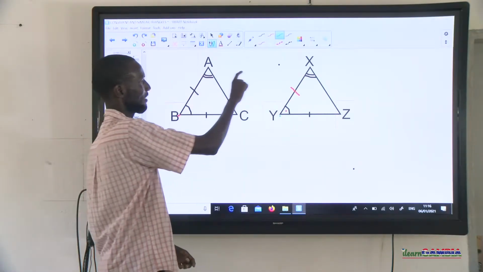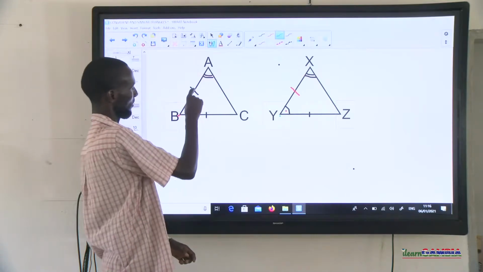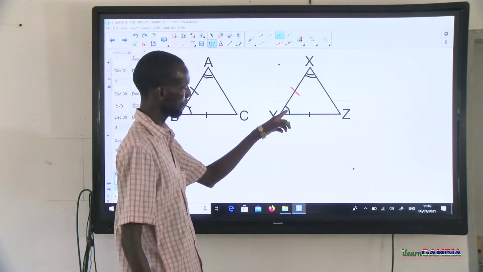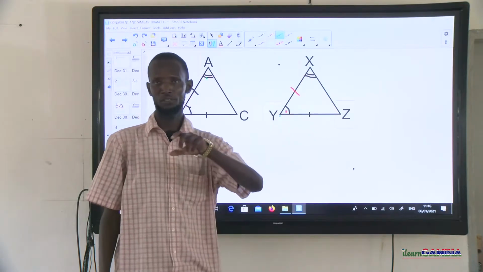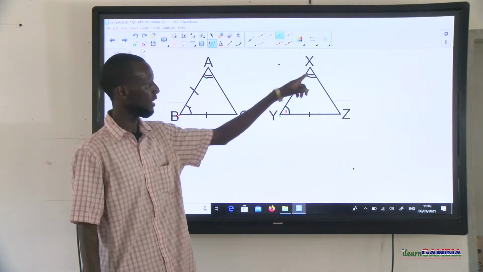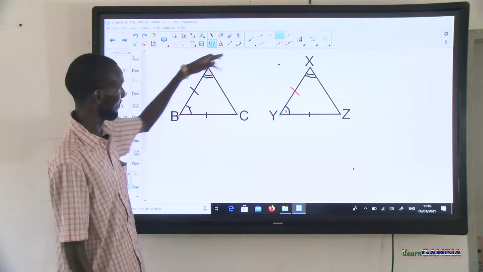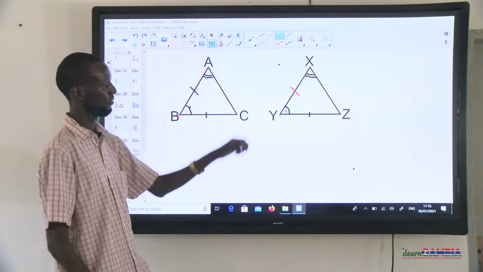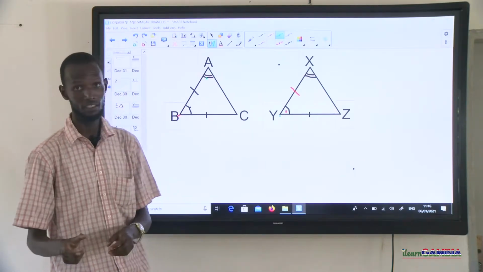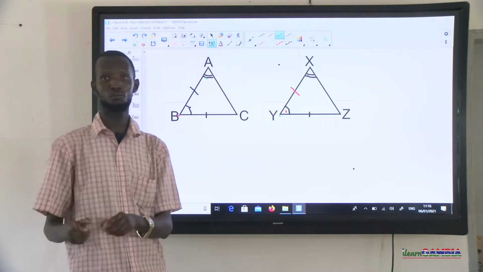The angles are similarly located. You cannot say these two angles are right here. If I have put this other angle at the other side here, then that becomes a different story. So they must be similarly located. Both angles must be on these lines that are equal. If that happens, then we can conclude that those two triangles are congruent. That's one condition that can prove congruency.